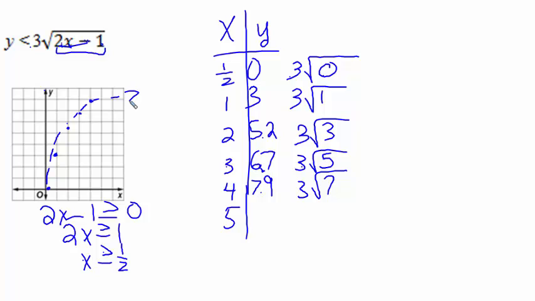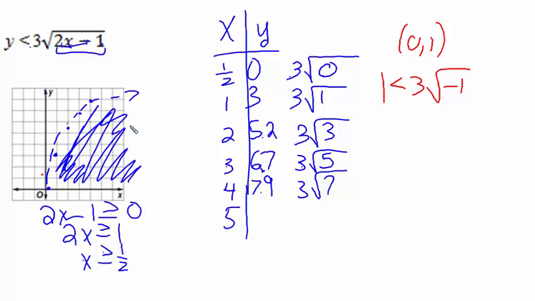So let's test an ordered pair. I'm going to use the point, I don't know, I'll use 0, 1, so that's to the left of the curve. So 0, 1, that's my test point. If I plug in 1 for y, and 0 for x, I get 2 times 0 minus 1, which gives me an imaginary number in the radical. Which means I'm probably shading inside the square root. That would be your final answer.